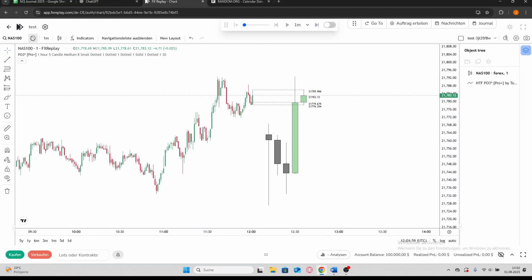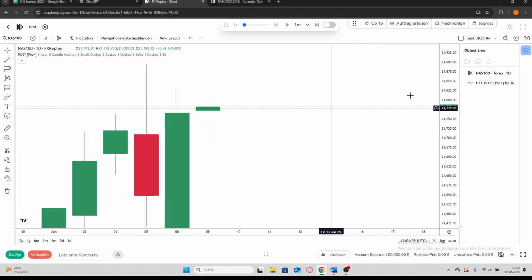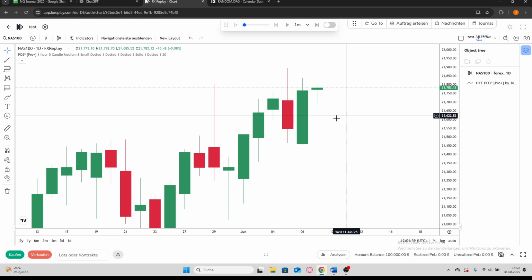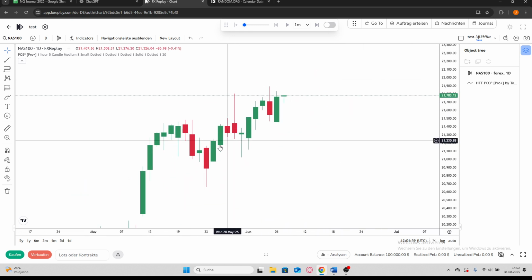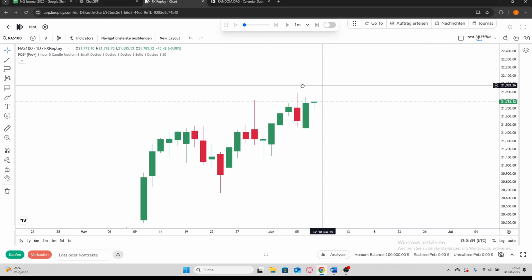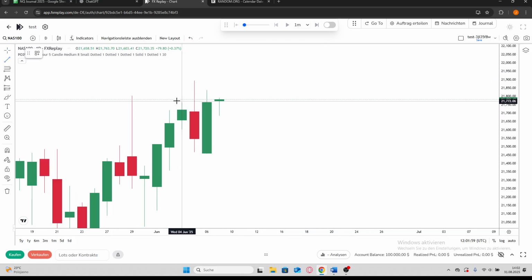Okay, so we have Monday. And what we're going to do at first, we're going on the daily chart. And okay, just trying to explain what I'm looking for. So what we can see in general, we have a valid uptrend here. So I really like this. And what we can also see, we created a swing here.